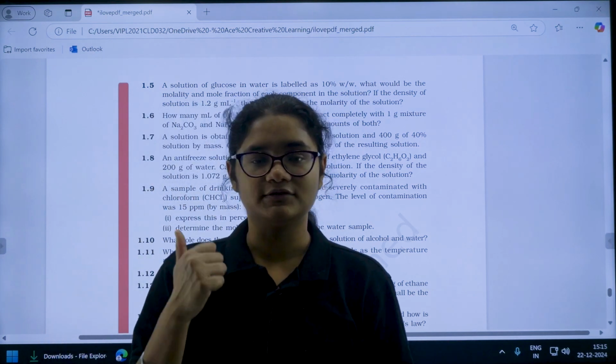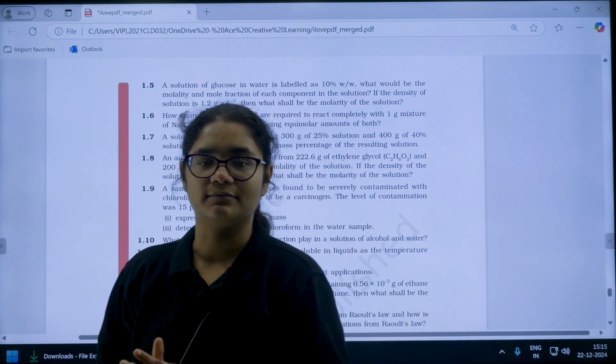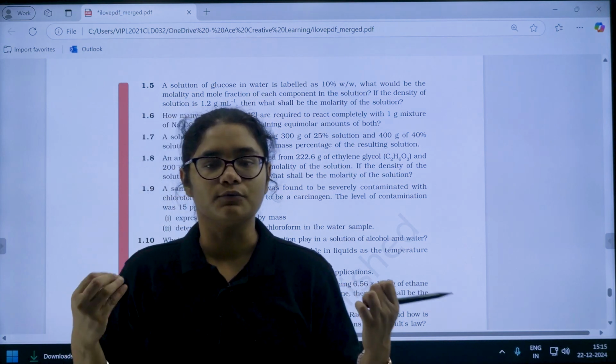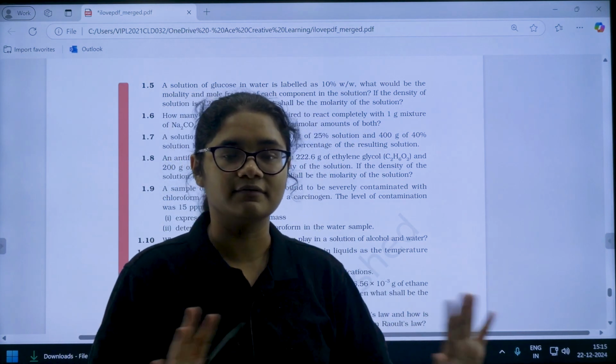Apart from this, reading and remembering all these things will take you hardly half an hour to 1 hour, and with that this chapter of NCERT will be done for you.